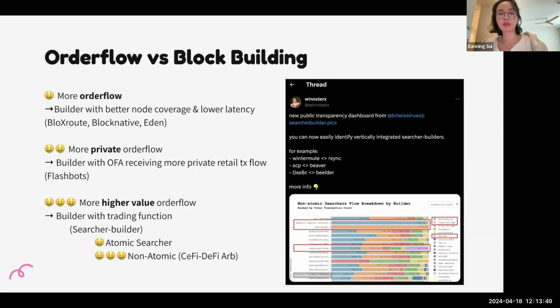But also you want to talk to different people to send their transaction flow to you, and more importantly, to send it to you privately. Because if you have that value other people don't have, then you can potentially keep some margin yourself and maybe split it with your order flow provider. And the higher the value the order flow has, the better. So here are some principles for block building and why there are games and strategies being developed.